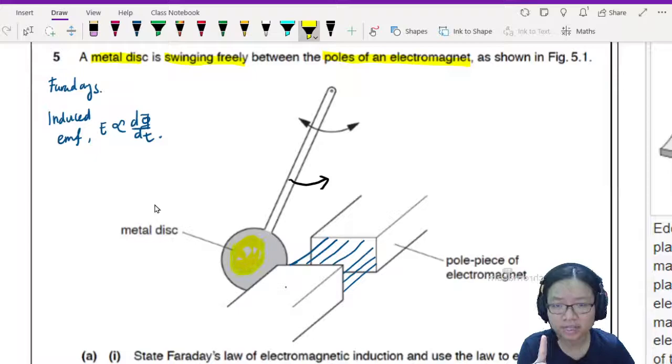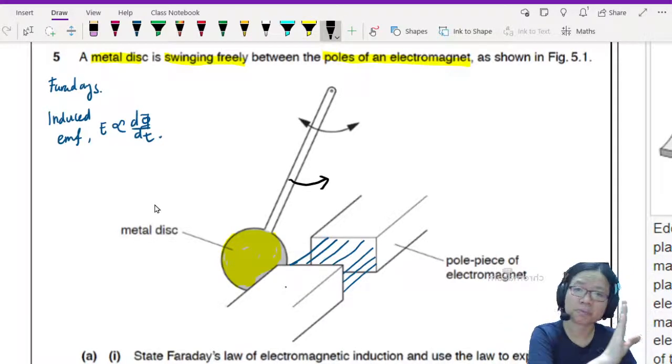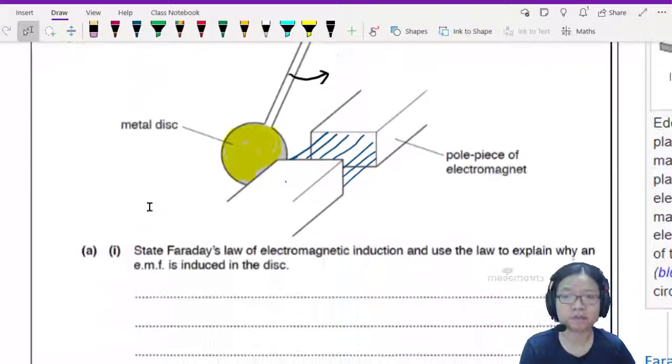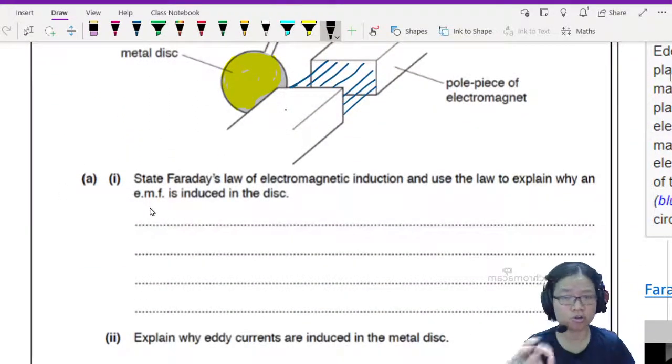The flux inside this yellow color metal disc will go from no flux, because at this position there are no blue lines entering this yellow area, to got flux. So you imagine as this swings in between the poles of the magnets, the flux that passes through the yellow color area will increase. So the flux will change. So as long as there's flux change, there will be EMF. So this will be the first part of the question. State Faraday's law of electromagnetic induction and use the law to explain why an EMF is induced.